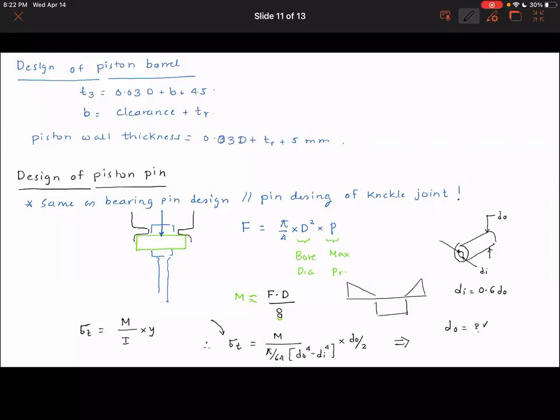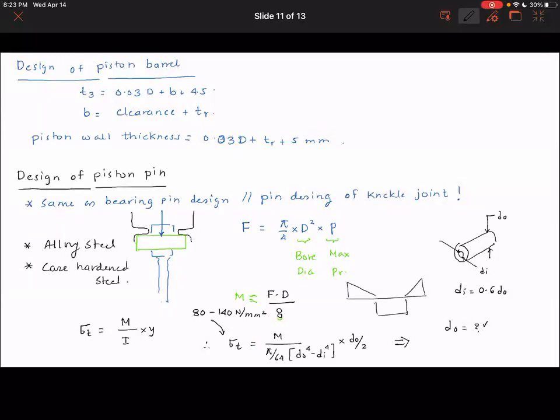And depending upon the pin material, you can have anywhere between 80 to 140 Newton per millimeter square as the bending stress. And the piston pin is like a case hardened carbon steel, or you can use the alloy steel. So typical materials are alloy steel or case hardened steel.